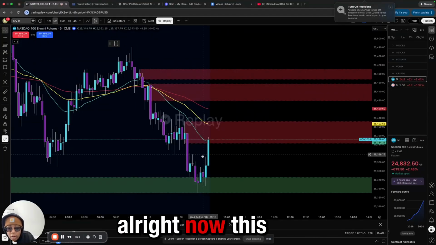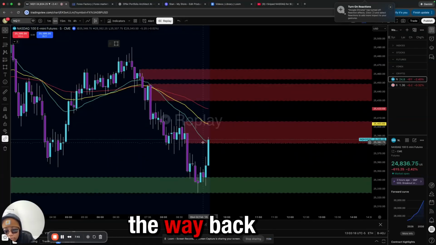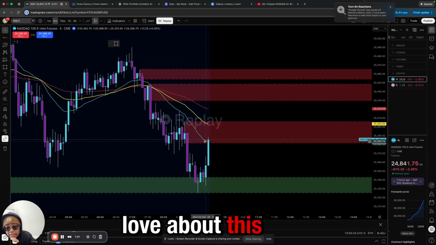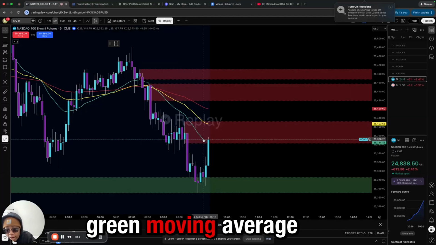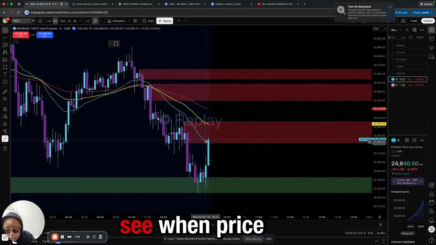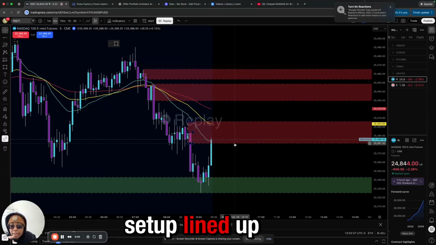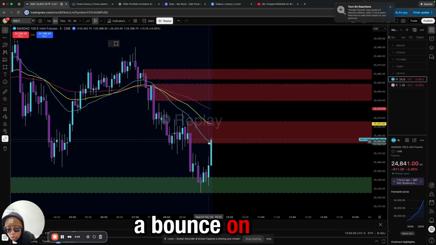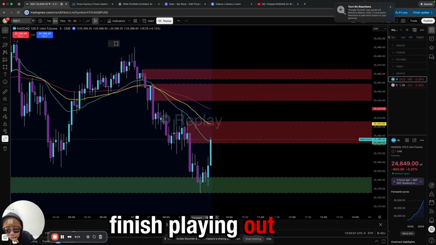All right. Now, this is 9:25. Price came all the way back to this supply area and it has tapped in this area. Now, what I love about this is my new supply is also sitting where my green moving averages are. I love to see when price rejects off of this green moving average. This whole setup lined up perfectly for me to get in. I got my supply right here, and I got a bounce on my green moving average. But let's see how price finished playing out.